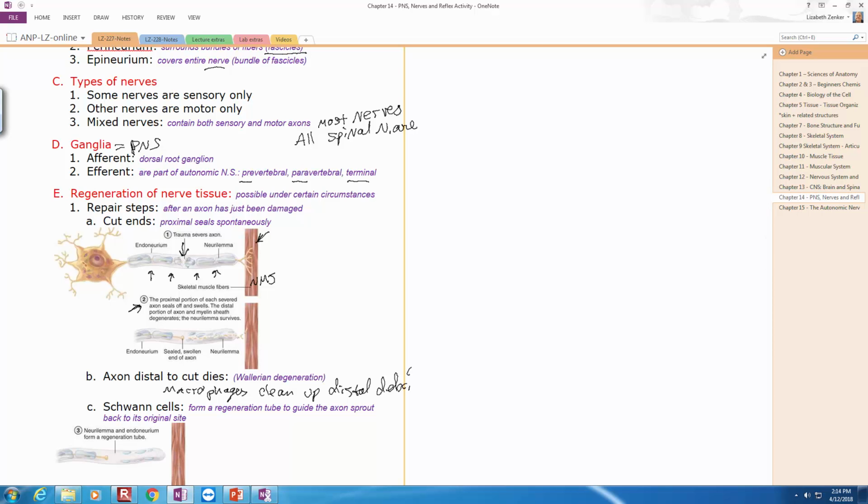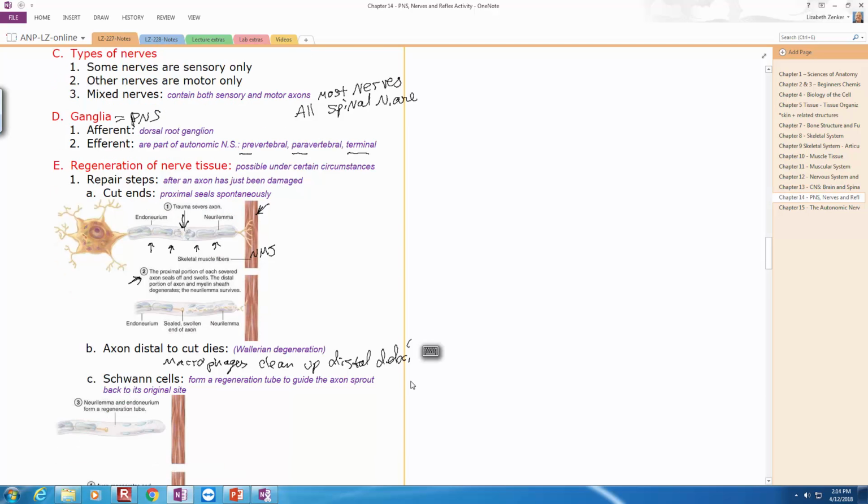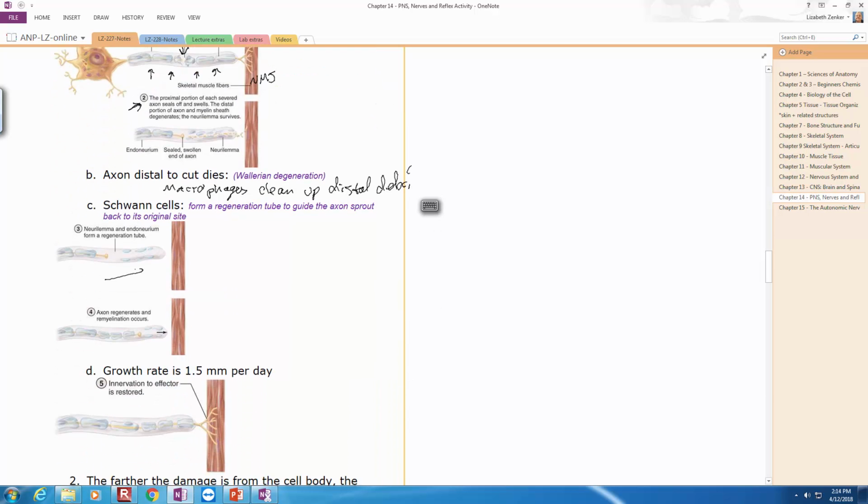So the Schwann cells form a regeneration tube to guide the axon sprout back to its original site. So that's what they're trying to show you here. Okay, so we got a little sprout there. Schwann cells stay in place because of the endoneurium. The Schwann cells secrete actual growth factors for axonal sprout to occur. So we have other things telling it how to do this. The growth rate is only 1.5 millimeters per day. So it's a pretty slow process.